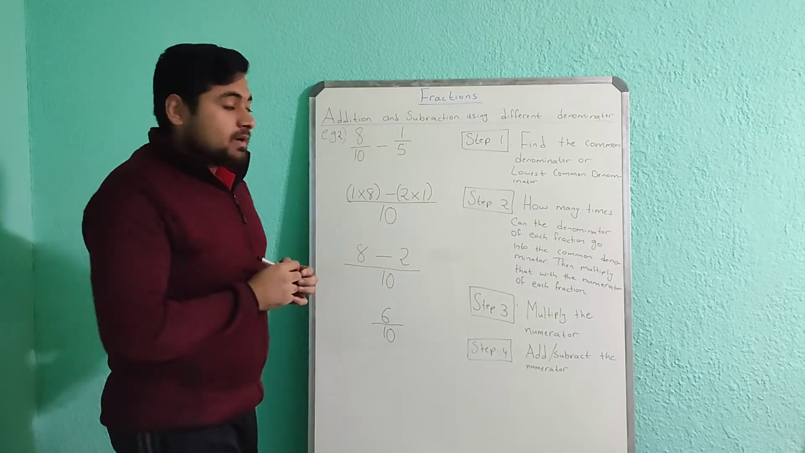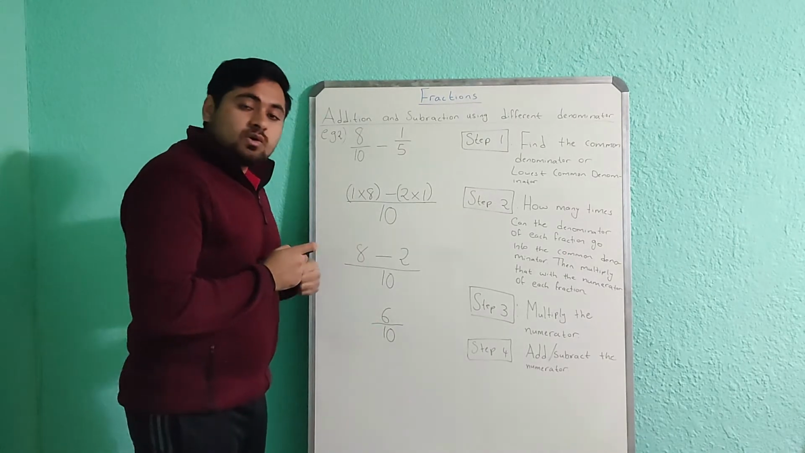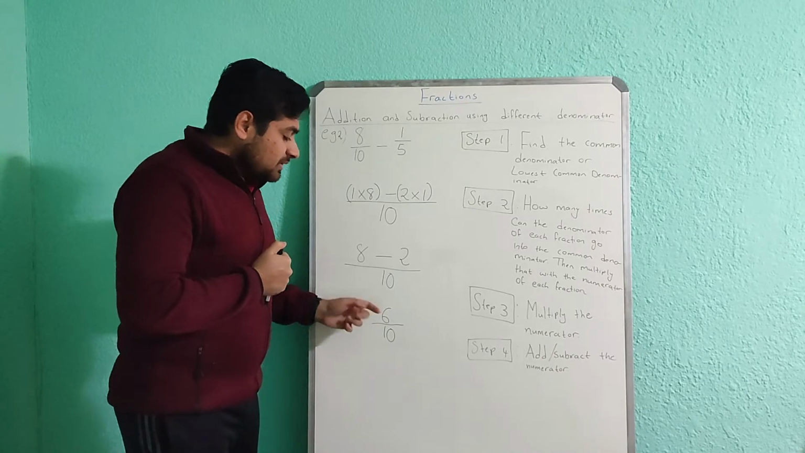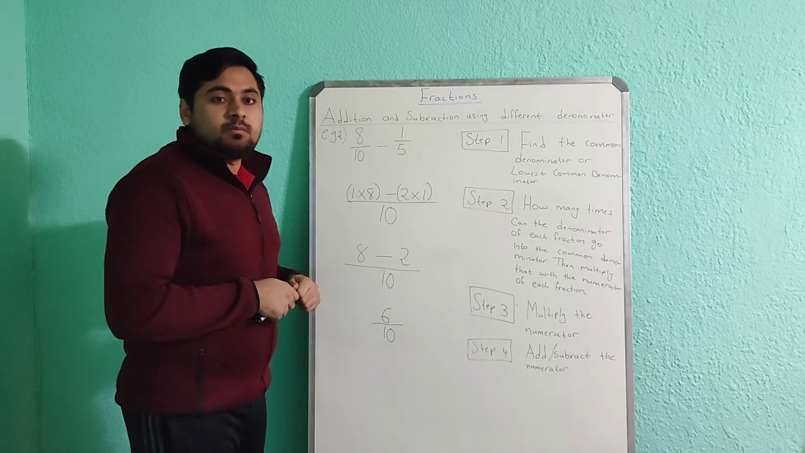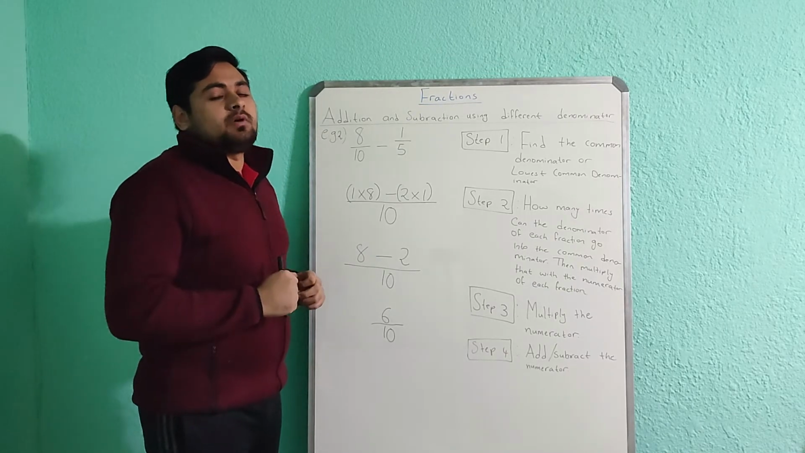But now you can see the answer is 6 over 10. If you look at 6 and 10, they can both be divided. You can even write it in a simpler form. So how do you know a number can be written in a simpler form?